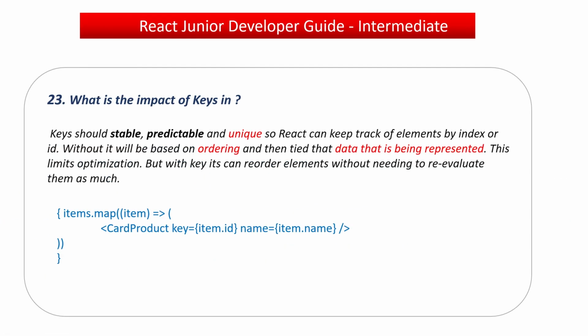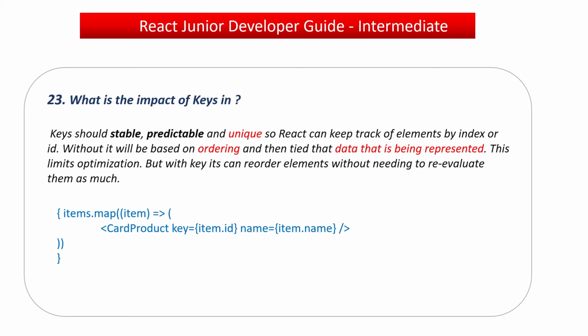Then we have the impact of keys, which is super important in React. Keys should be stable, unique, and predictable, so React can keep track of the elements, because each element has its name, age, address, and other features. Each of these elements should have its own unique index. It can be an ID, it can be any name, but it should be unique.